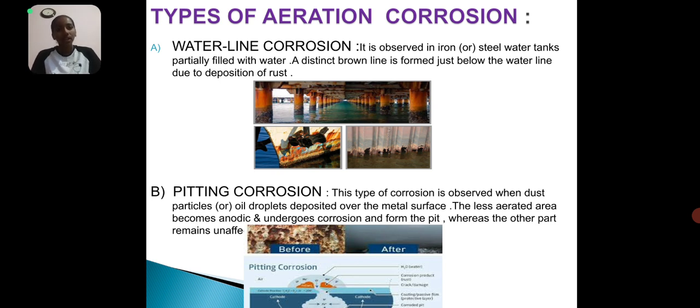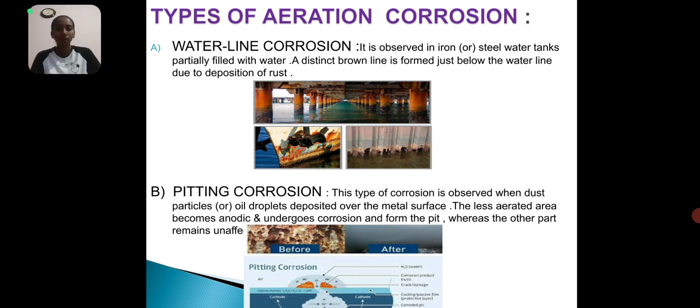Waterline corrosion. It is observed in iron or steel water tanks partially filled with water. A distinct brown line is formed just below the water line due to the deposition of rust. In this picture, we can observe that the pillars of the building which are inside the water are corroded and the pillars which are above the water line are unaffected, because the pillars which are inside the water are exposed to the lower concentration of oxygen and are corroded. The other part which is exposed to the higher concentration is unaffected.